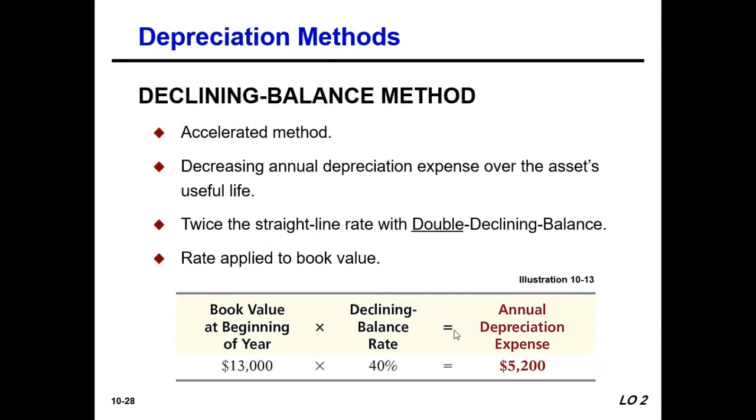Okay, now declining balance method, or sometimes we call it accelerated method. We have decreasing annual depreciation expense over the asset useful life. Why we call it declining or double declining balance method, right? Because our book value is decreasing, right? Now you calculate the annual depreciation expense.